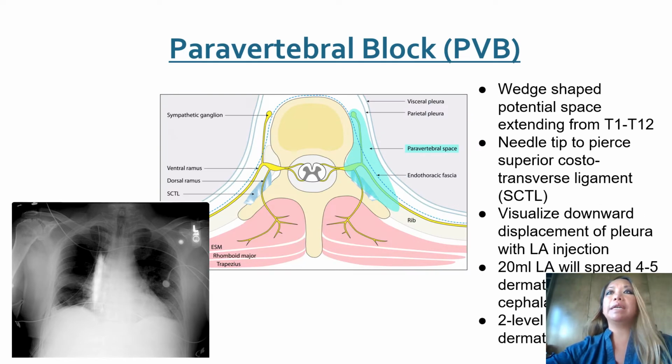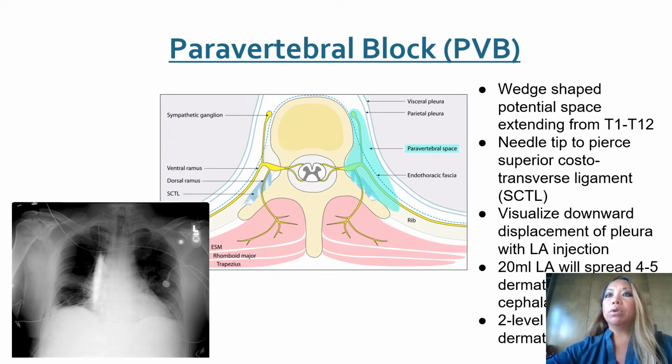The paravertebral space is a wedge-shaped potential space that sits behind the transverse processes. It extends from T1 to T12 along both sides of the vertebral column. Your goal with the block needle is to pierce the superior costal transverse ligament, which is what gives you that pop sensation when you do it the traditional loss of resistance technique. Upon injection of local anesthetic, it will spread cephalad and caudad, and on ultrasound, you should be able to visualize the downward displacement of the pleura, which will be a hyperechoic line.